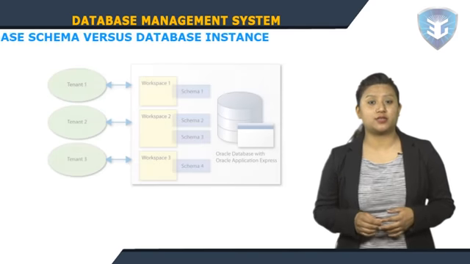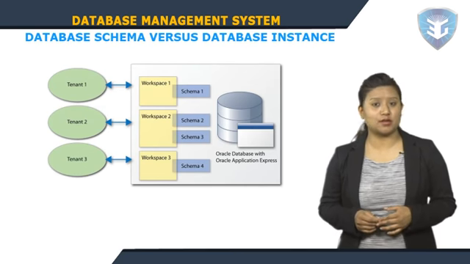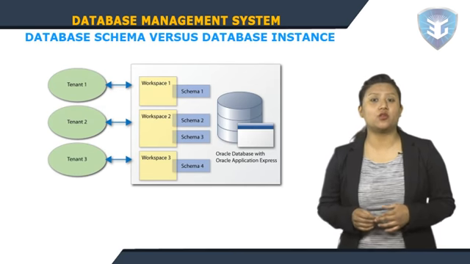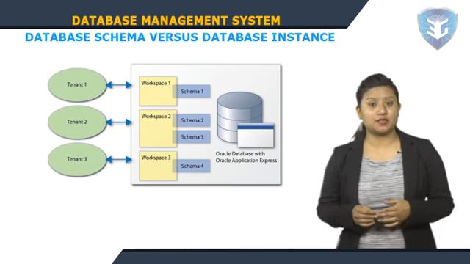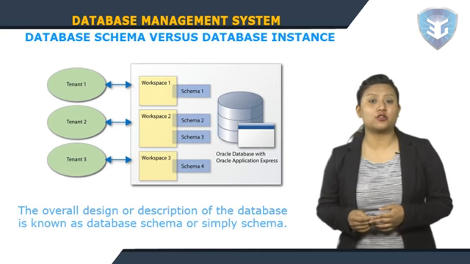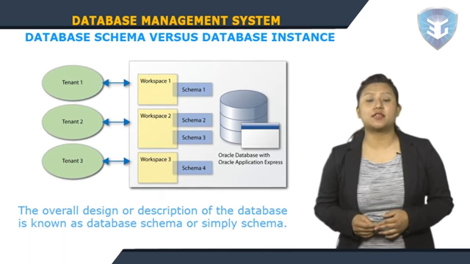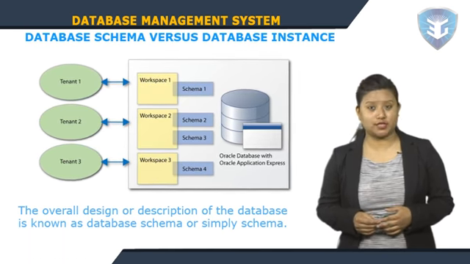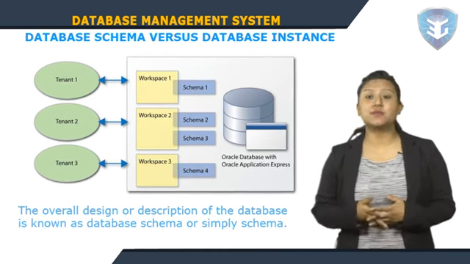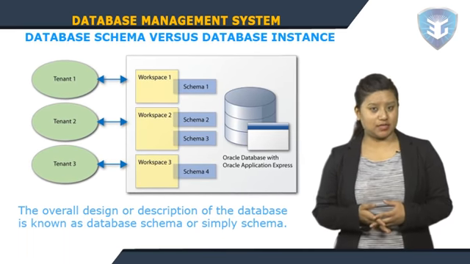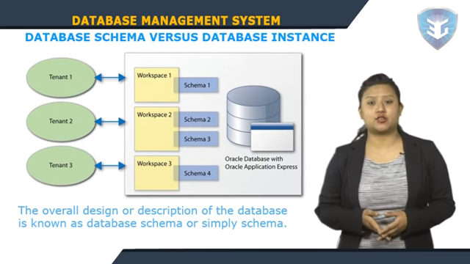Let's now discuss the database schema versus database instance. While working with any data model, it is necessary to distinguish between the overall design or the description of the database, the schema, and the database itself. As discussed, the overall design or the description of the database is known as database schema or simply schema. The database schema is also known as the intension of the database and is specified while designing the database. The data in the database at a particular point of time is known as database instance or database state or snapshot. The database state is also called an extension of the schema.